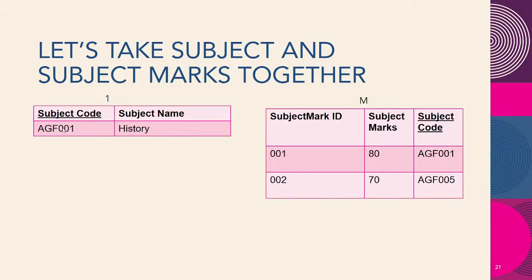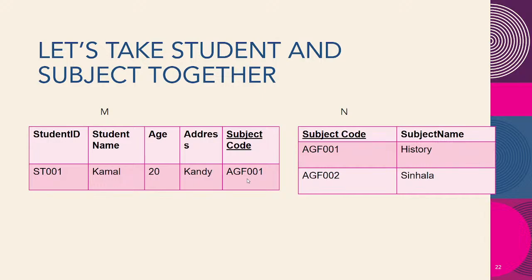who are the students who have done AGF 001. So in here, the subject mark ID 1 is related to history, because we map 1 here and the subject code AGF 001 here, and from AGF 001 the subject name is history. Now if we are going to do the same thing, one way is you can put the student ID in this table.